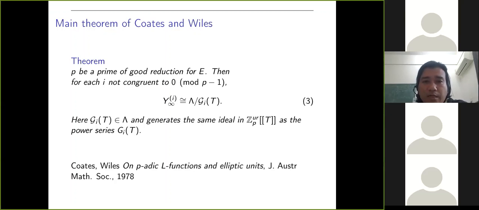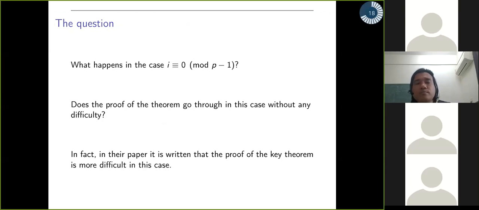So this is an isomorphism, and then there are some other conditions, as stated in the paper. There are some conditions, but they all can be removed. There is not much of a problem in trying to remove them. I have seen versions of this theorem being quoted even when those conditions are not satisfied, but those cases concern anomalous primes, and they can be easily dealt with. Okay, so this is that for i not congruent to 0 mod p minus 1, I have this isomorphism. So now this is the question.